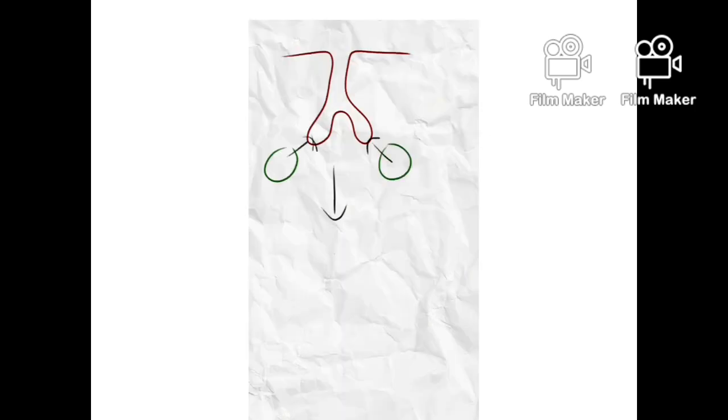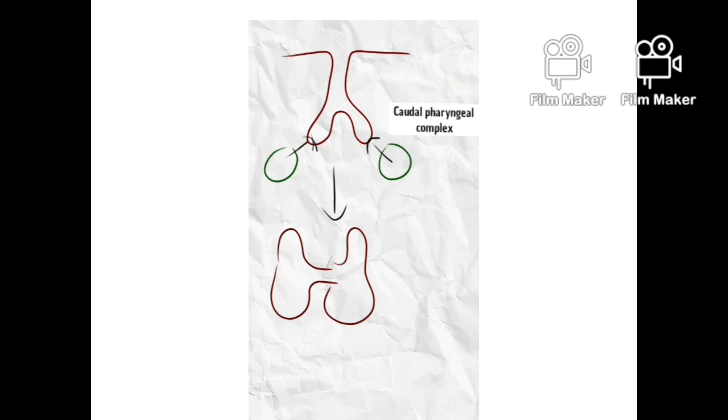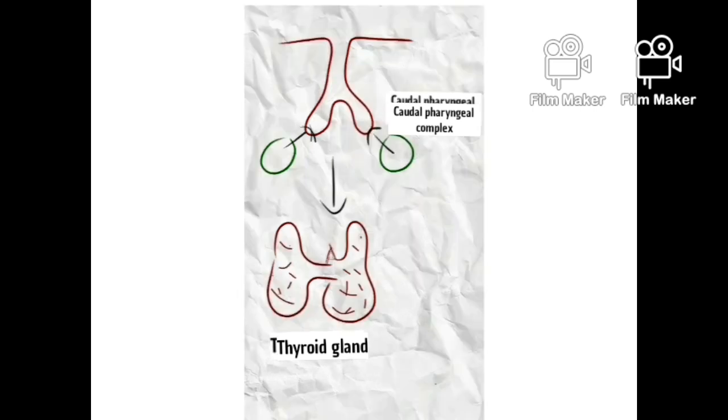The proliferated ends come in relation with the caudal pharyngeal complex and fuse with it. The cells arising from this complex form parafollicular cells. The thyroglossal duct degenerates, thus forming the individual thyroid gland with two lateral lobes and an isthmus.